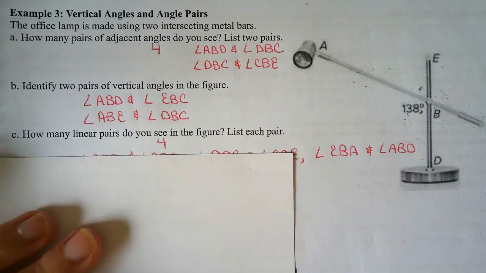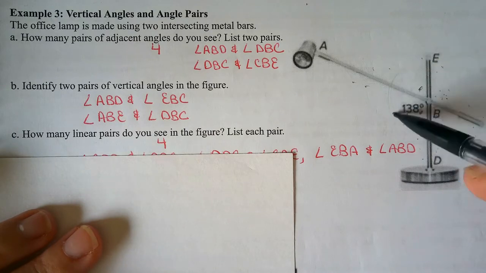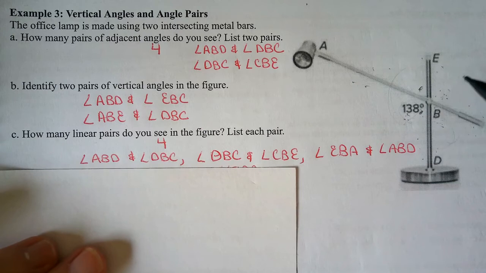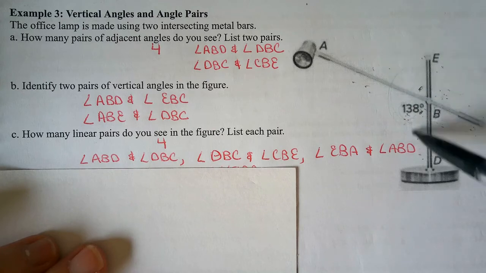How many linear pairs do you see? Well, there would also be 4. So 1, 2, 3, 4, and then list them all. So ABD, DBC, there's 1. DBC, CBE, there's 2. Then these 2, and then these 2.